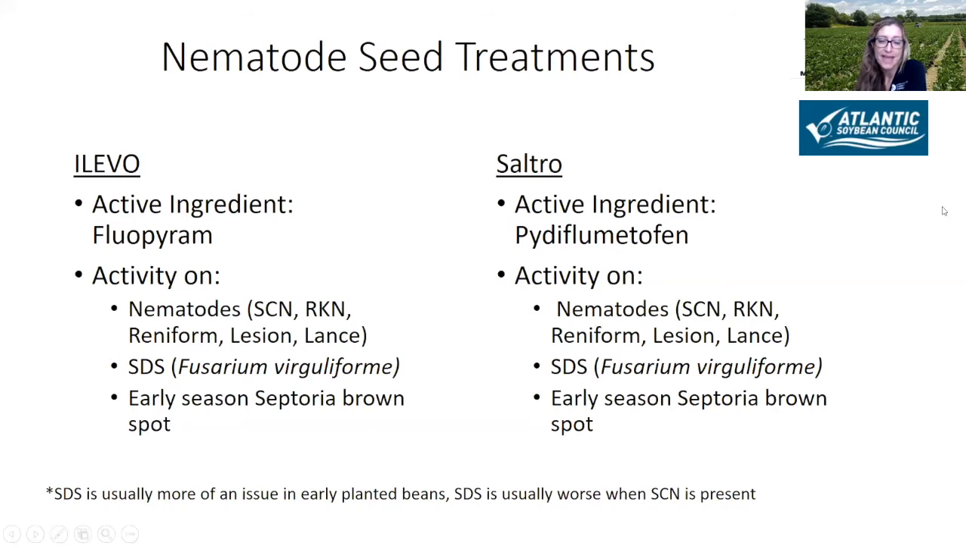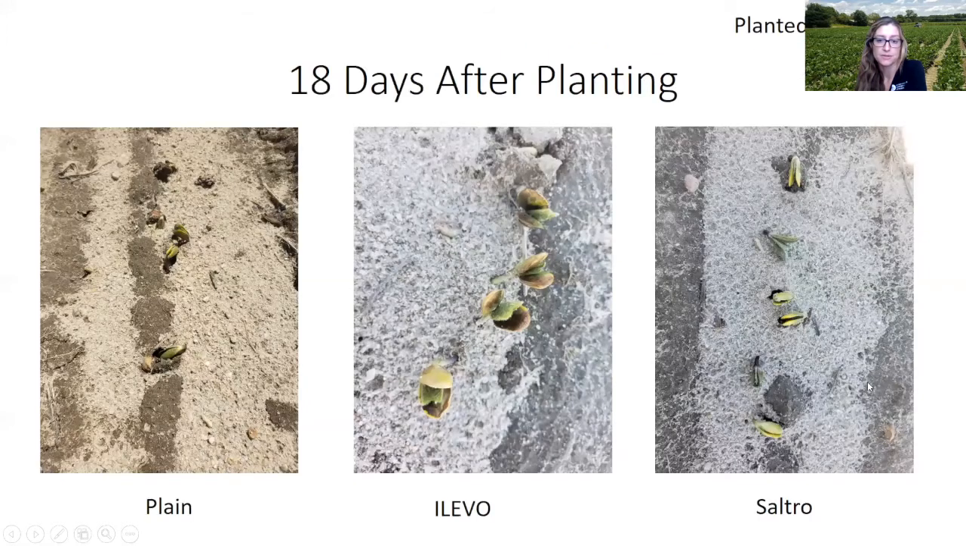I do want to note that both the fluopyram and pydiflumetofen do have some early season Septoria brown spot control listed on the label too. And this is something that I've observed in our seed treatment trials. So especially when you're planting early, the value of these seed treatments really seems to come from helping to get that seed up out of the ground.